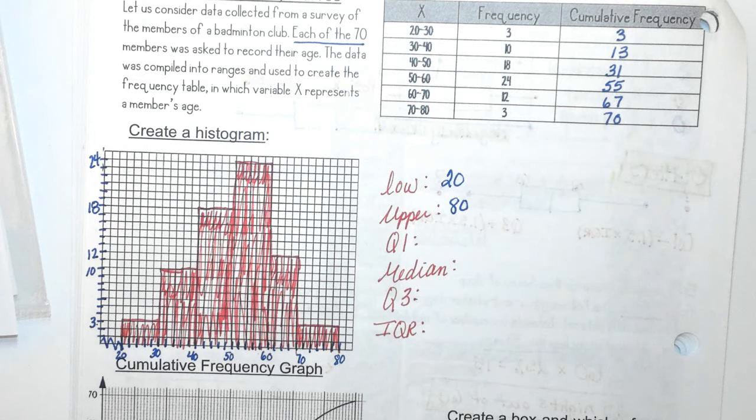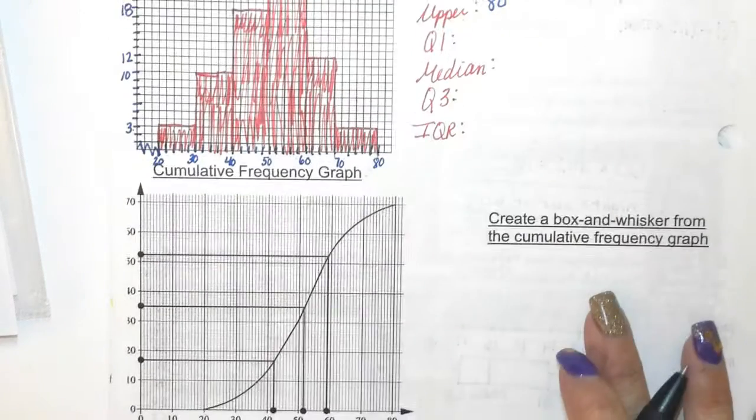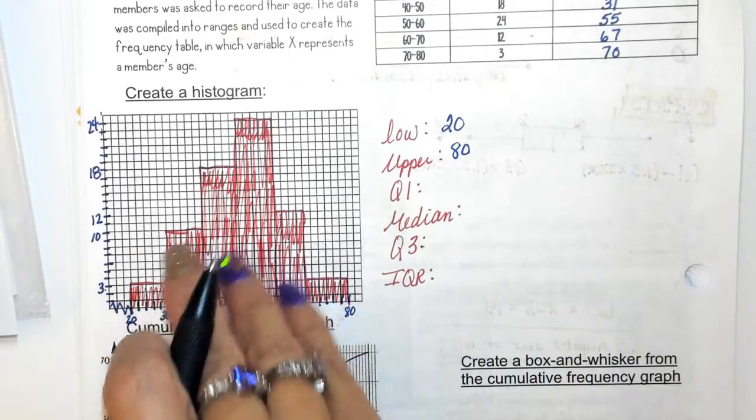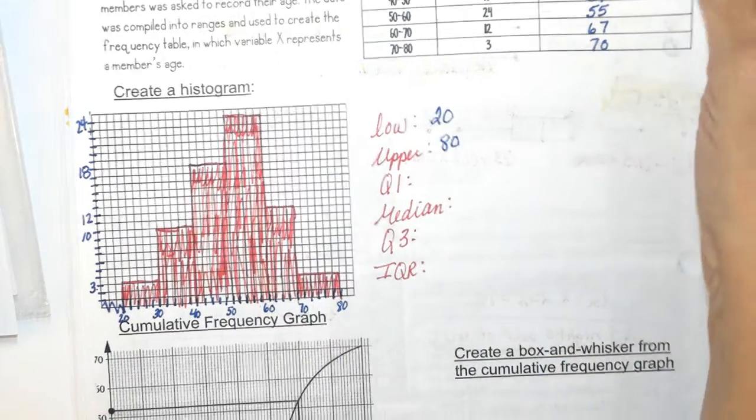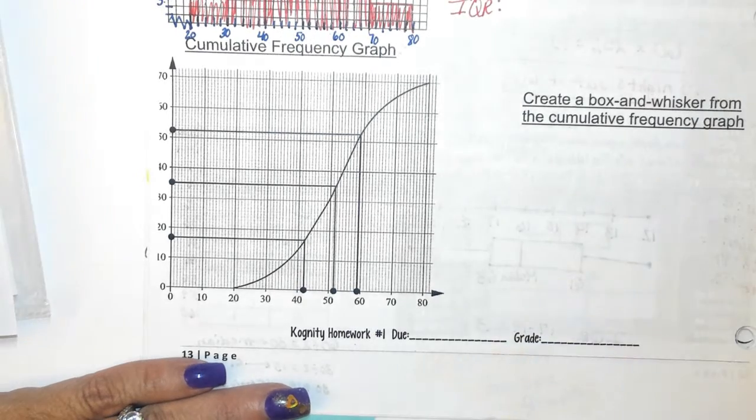You know what, I'm sitting here looking at this and I did it backwards. We should have done this before we did this, because looking at this, that would be a little bit of a challenge. What I would tell you to do is make your cumulative frequency graph first.